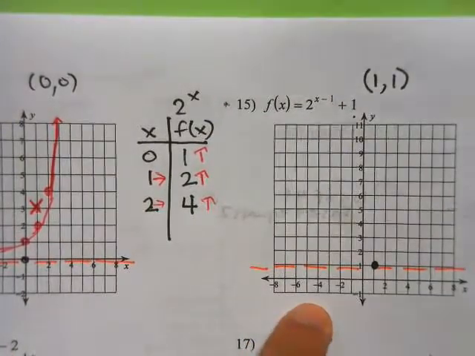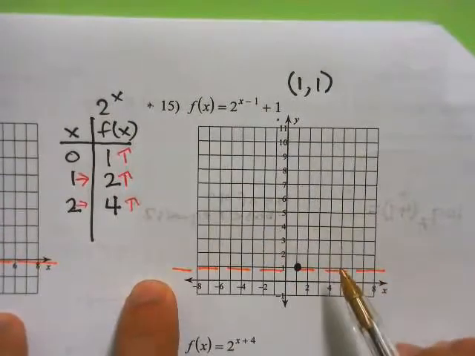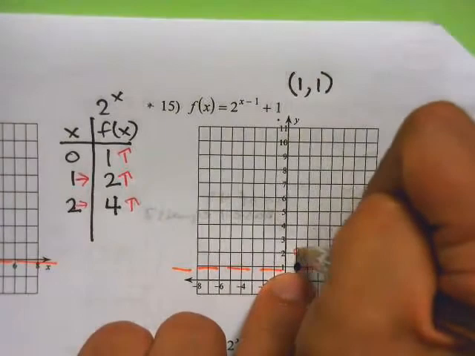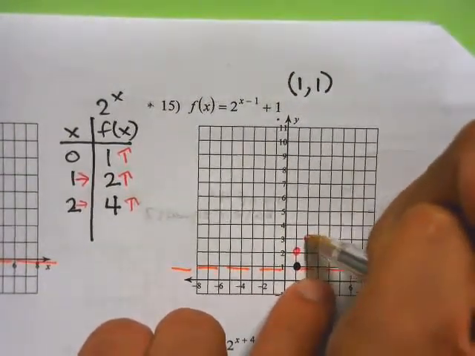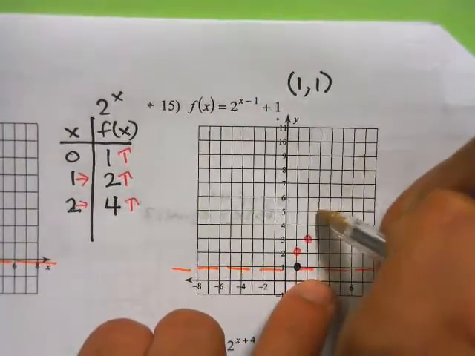Then follow your 2 to the x pattern that you just made at number 14. From the starting point, you're just going to go 1 up. Go back to your starting point, 1 to the right, 2 up, 1, 2. Go back to the starting point, 2 to the right, and then 4 up, 1, 2, 3, 4.